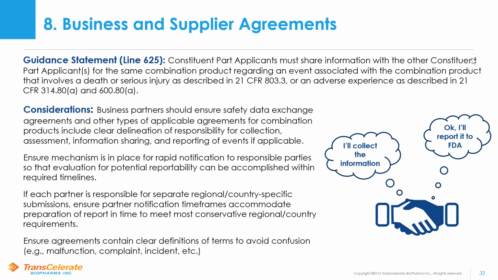You'll also want to ensure that any of your agreements contain clear definitions of terms so that you avoid any confusion on what type of event is to be exchanged. For example, you want to make sure that both companies in your agreement clearly define and understand what a serious injury is considered. You want to do this so that you ensure that you're exchanging any event that falls within that serious injury definition.